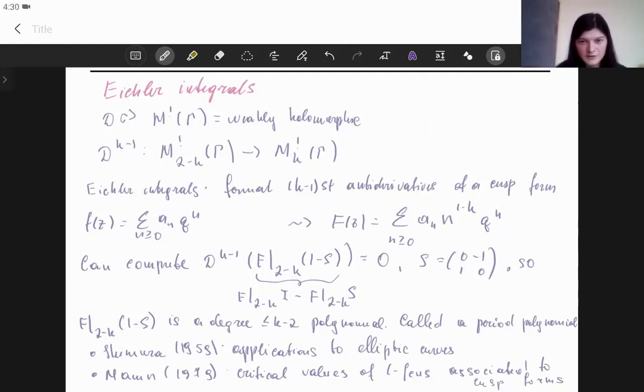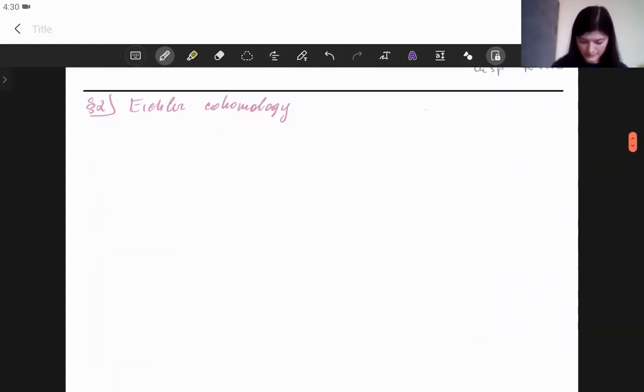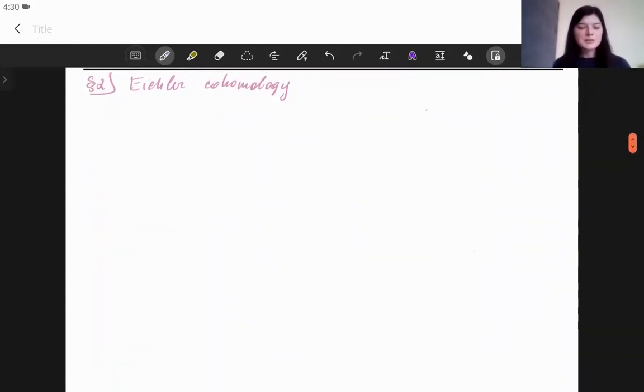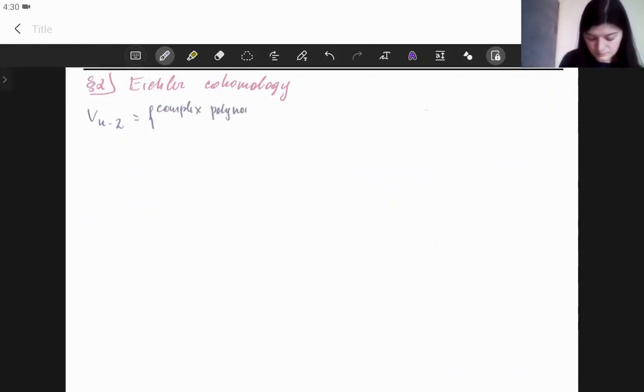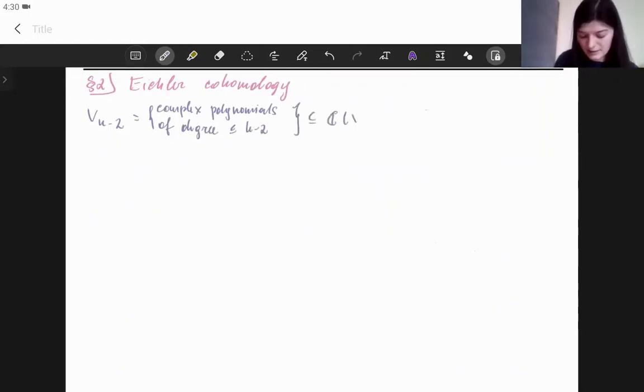All right, let's move to the next section. Eichler cohomology. We will consider the following space. We take V_{k-2} to be the complex polynomials of degree at most k-2. All right, and this space lives in C[x]. We also have a slash action of Gamma on this space.